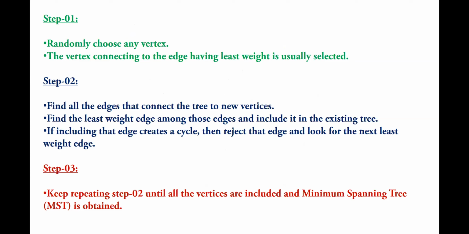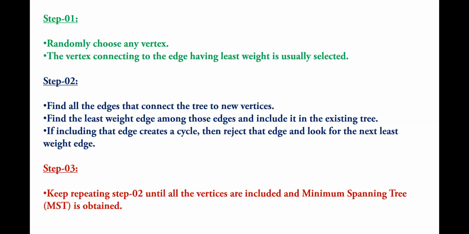Now, this is the stepwise description of how Prim's algorithm works. First step, randomly choose any vertex of the given graph. Usually the vertex having the minimum edge weight is considered, but there is no such standard restriction. You can select any vertex to start with.